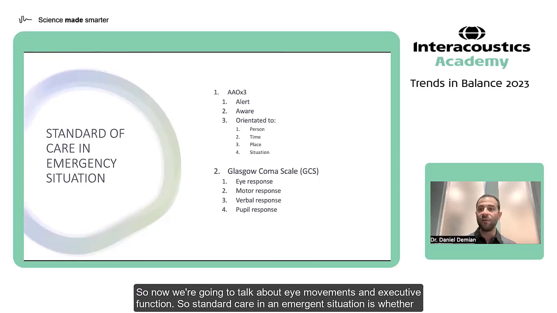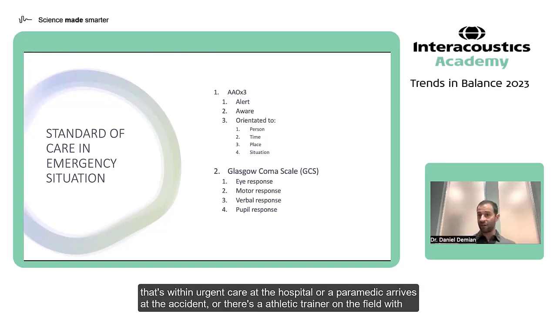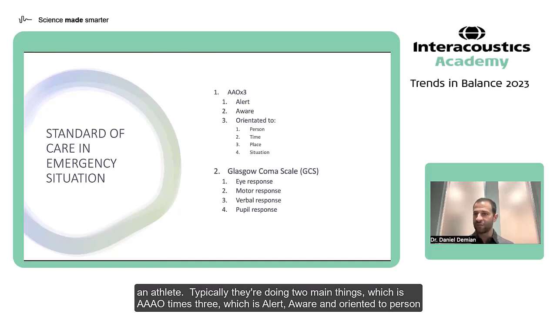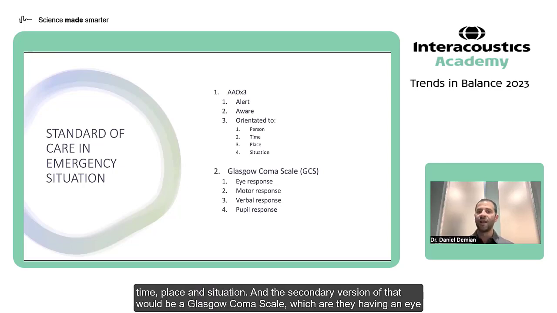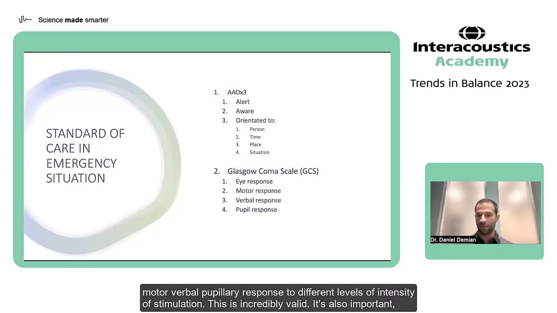So now we're going to talk about eye movements and executive function. So standard care in an emergent situation, whether that's within urgent care at the hospital, or a paramedic arrives at the accident, or there's an athletic trainer on the field with an athlete, typically they're doing two main things, which is AOx3, which is alert, aware, and oriented to person, time, place, and situation. And the secondary version of that would be a Glasgow Coma Scale, which is: are they having an eye, motor, verbal, pupillary response to different levels of intensity of stimulation.